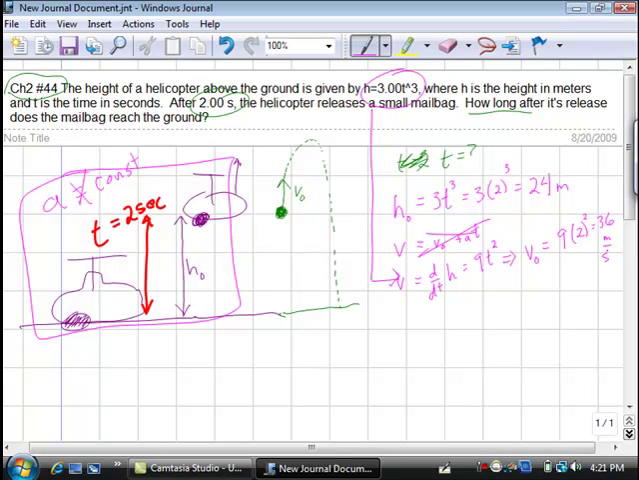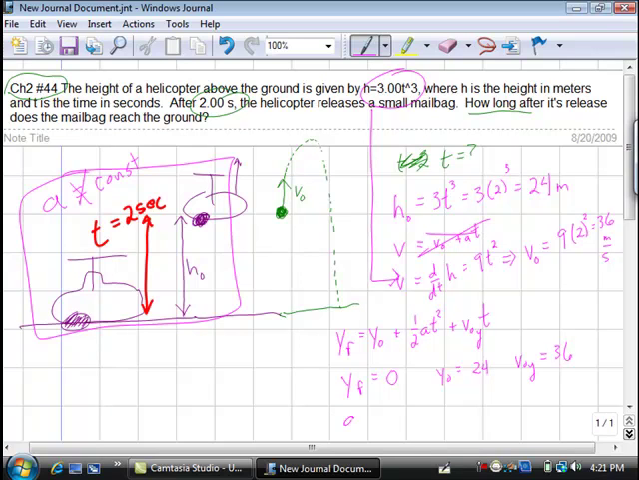All right, so now we're finally ready to look at the mailbag, and we know that y final is equal to y initial plus 1/2 a t squared plus v0y times t. Listing out our knowns and unknowns, y final is 0. y initial is equal to 24. v0y is equal to 36.